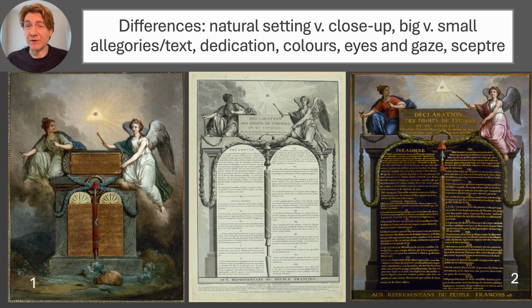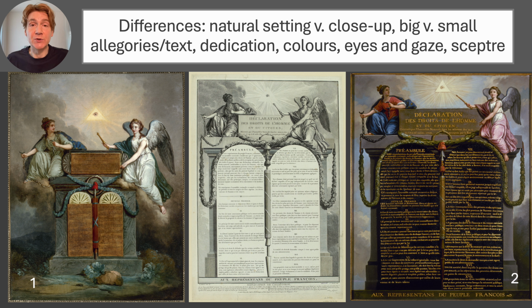In the second version, the painting and the engraving are dedicated to the representatives of the French people. Let's remember that the engraving was officially presented and offered to the National Constituent Assembly. We can also notice that the colors are different between the two versions. Not just the palette of colors used for the painting, but also the clothes have different colors.